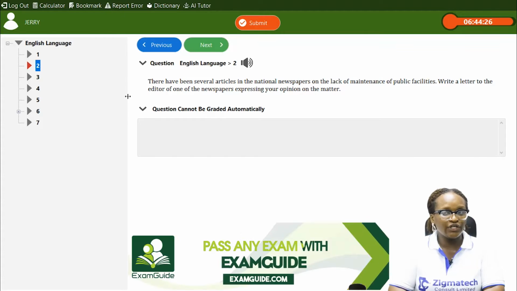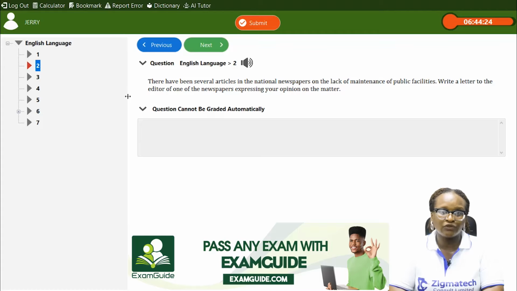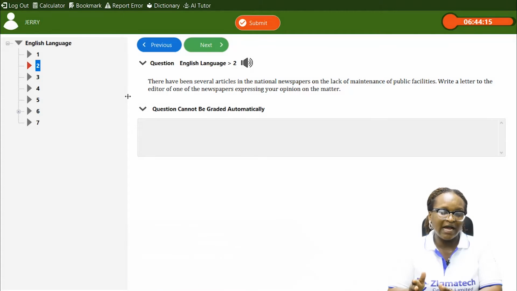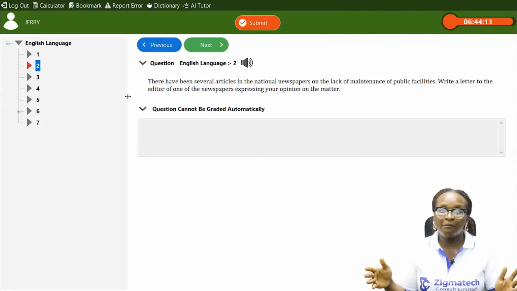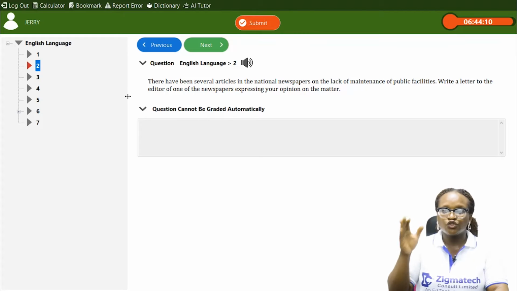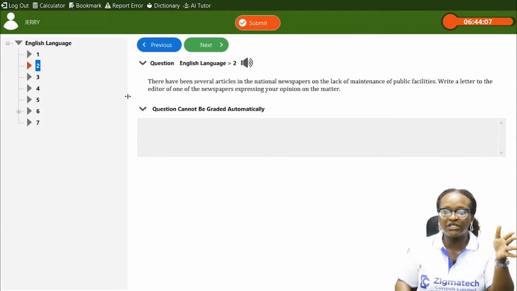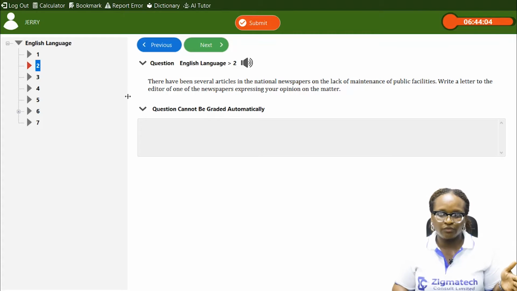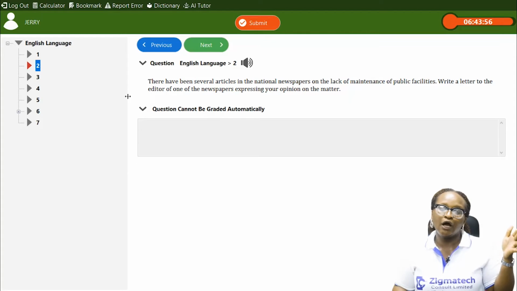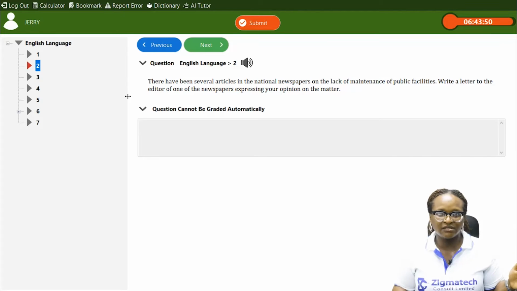Like I said, if you need to know better how to go about your address, go back to my video on letter writing, or you could check up the text, your ExamGuide app. Go into it, you could see formats on how to write your letter. So after my address is the address of the receiver. Who is the receiver? The receiver is the editor, the editor, national newspapers. Where is national newspapers? Maybe Apapa, Lagos State. That's the address of the receiver. You're writing to the editor.